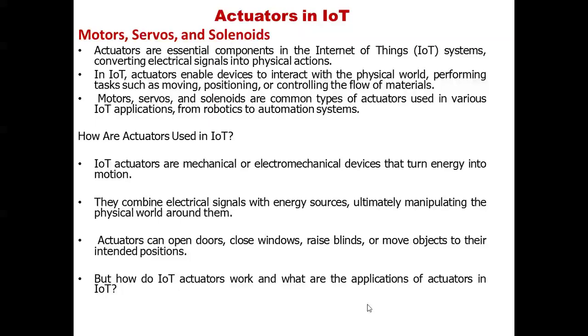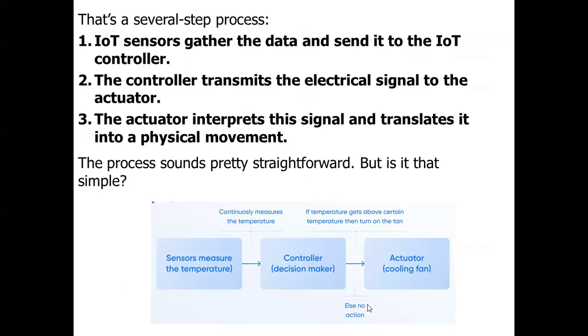What we are using in IoT applications are applications of IoT in robotics and automation systems. IoT actuators are mechanical and electromechanical devices which turn energy into motion, that is, a physical action. They combine electrical signals with energy sources, ultimately manipulating the physical world around them. How do IoT actuators work and what are the applications?